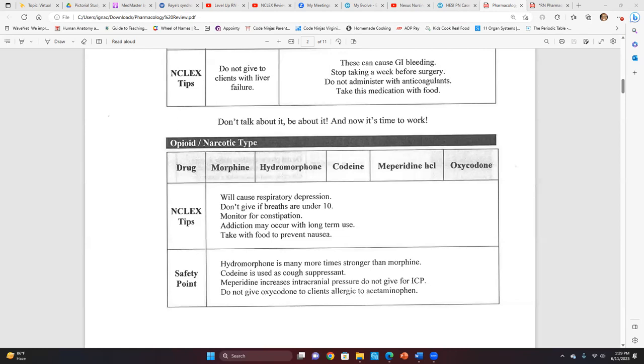We also want to monitor our patient for constipation if they're taking these opioid medications. And opioid medications are for severe pain. So this is like your post-surgical patient, maybe a cancer patient that would be receiving this kind of very strong medication. Okay, I'm going to pause for a second. Are there any questions?